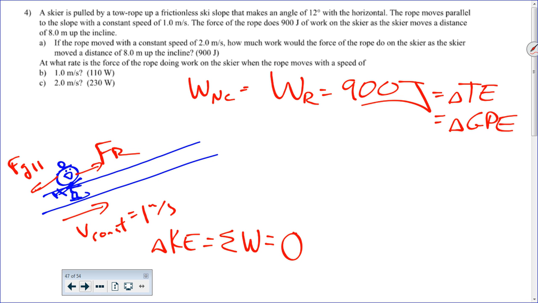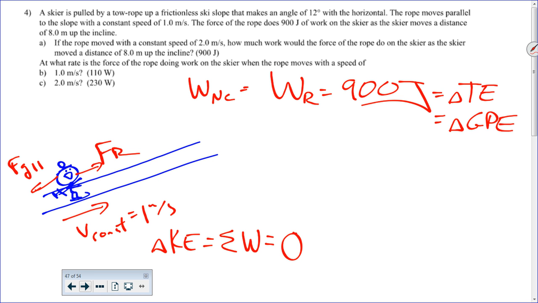So in part A, increasing the velocity doesn't change any of this, right? You're still going at a constant velocity, so your kinetic energy is not going to change. So you're still going to need just as much GPE to get up the slope, which means the same work from the rope. Cool? So that's part A. Everybody good then?